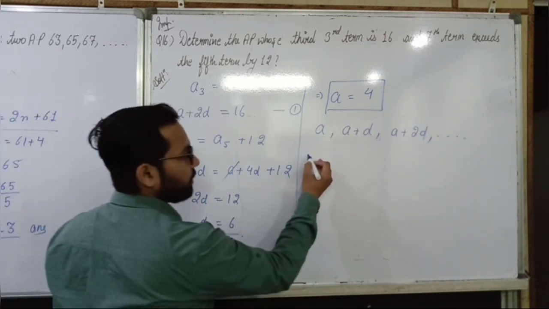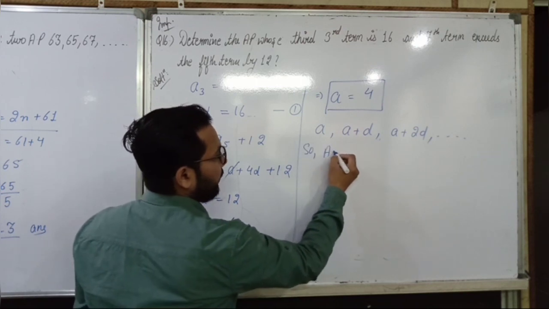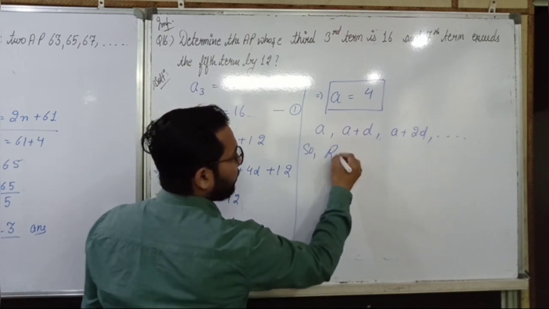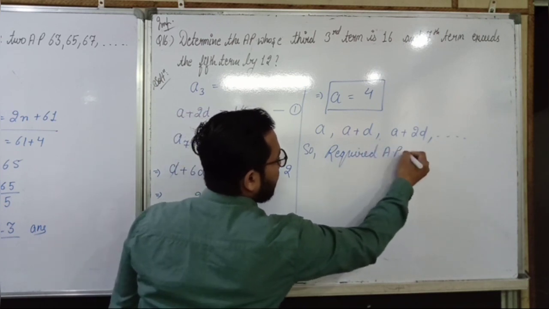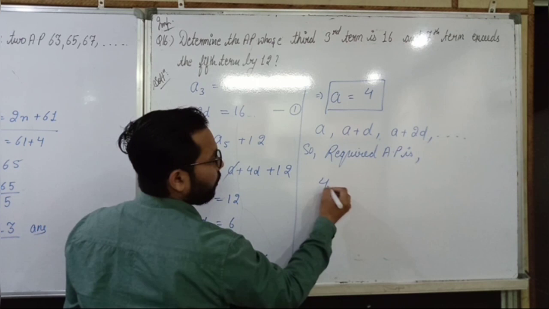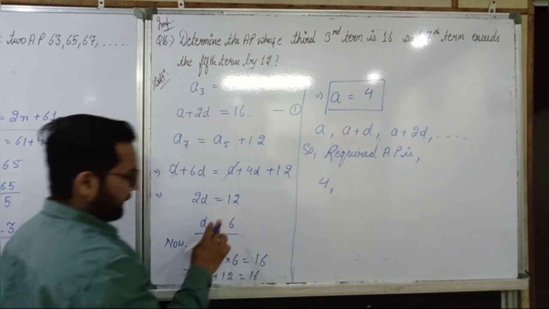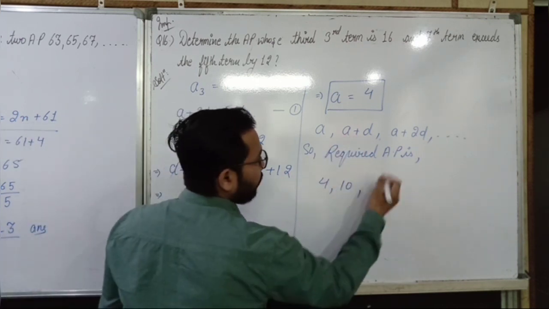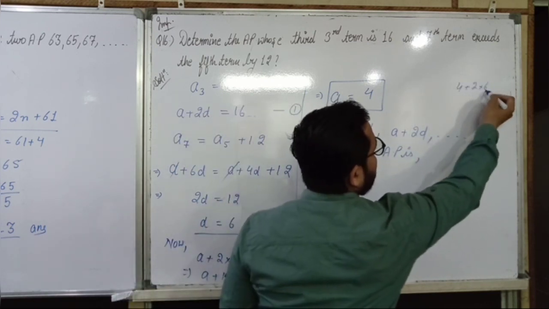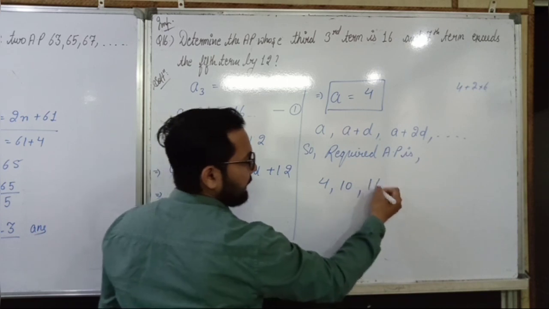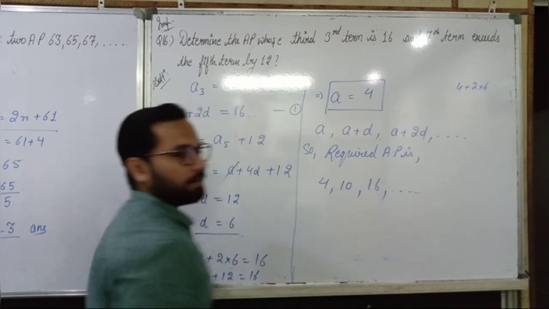So a is 4, required AP is 4, 4 plus 6 that is 10, 4 plus 2 into 6 that is 12 plus 4, 16, and so on. Okay.